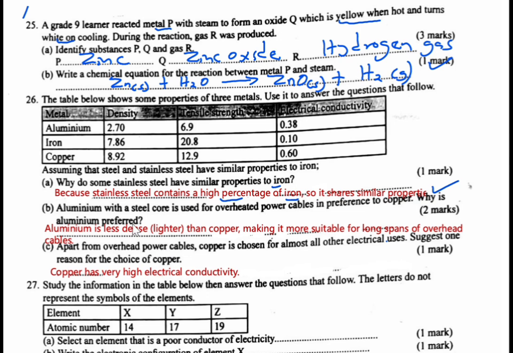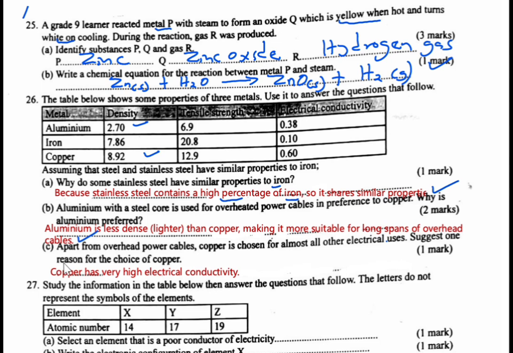We're going to give 2 points. So the first reason is because aluminium is less dense. From this table, you can see the density of aluminium is 2.7. That of copper is 8.92. Therefore, copper is heavier than aluminium. Therefore, we're going to say aluminium is less dense, that is lighter than copper, making it more suitable for long spans of overhead cables. Then I'm going to give you another reason. The reason is because aluminium is cheaper compared to copper. So those are the 2 reasons, and then you're going to get 2 marks.